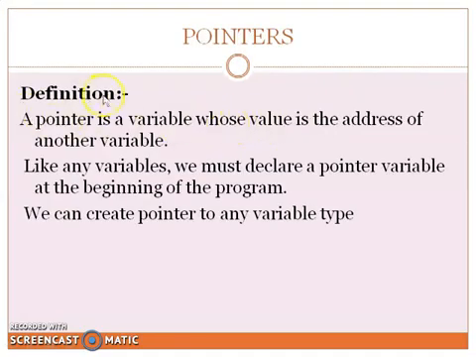So let's see what is a pointer. A pointer is nothing but a kind of variable whose value is the address of another variable. Like any other variable, we must declare a pointer variable at the beginning of the program. We can create a pointer to any variable type like integer, character and float also.